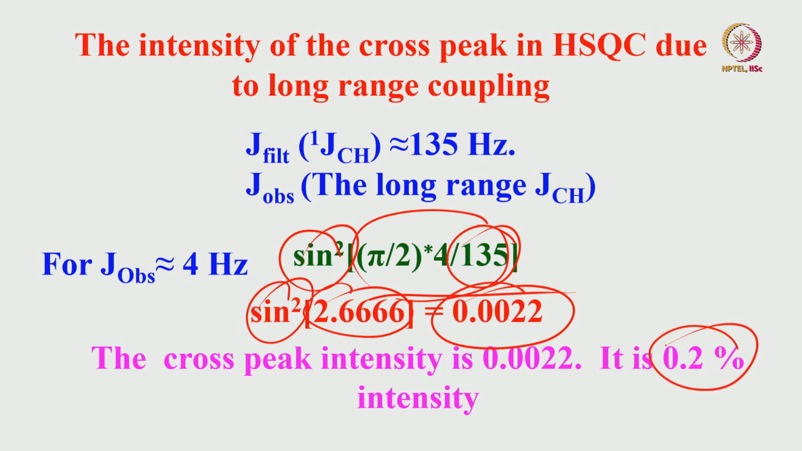If the 1JCH peak, the one-bond coupling, has some intensity, let us say 1, then compared to that, the relative intensity of the observed peak for a long range coupling of 4 Hz is 0.2%. Hardly can you see that. That is the reason you will not be able to see it. You understand why only one-bond couplings are seen in HSQC. The reason we are not seeing the long range coupling is this intensity: if you calculate for 4 Hz, it turns out to be 0.2%.